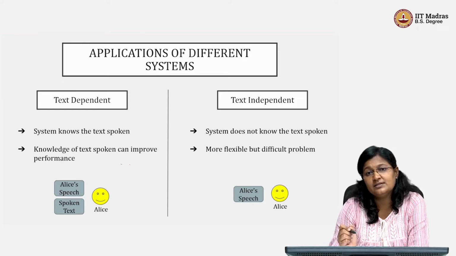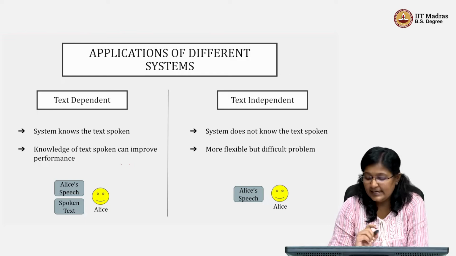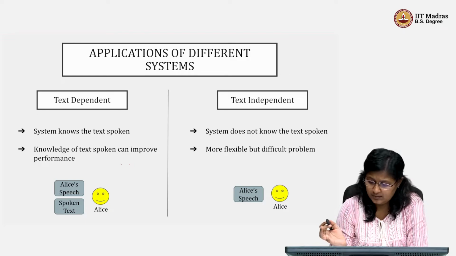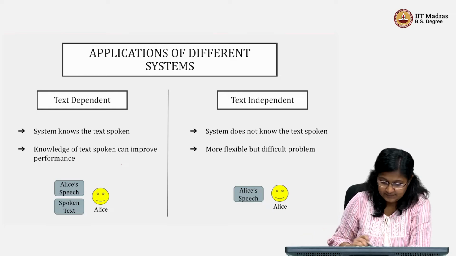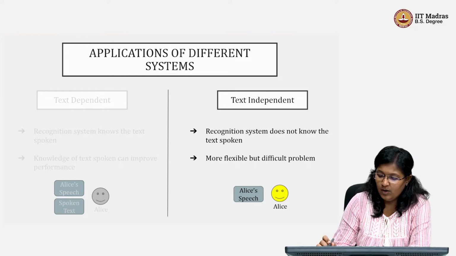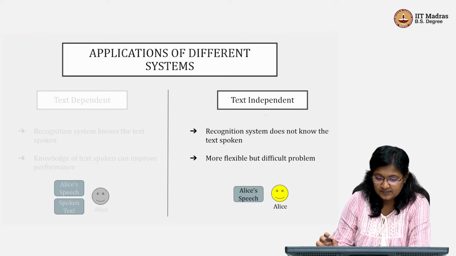In a text independent system, obviously there is no knowledge of text and it is independent. The person is free to speak whatever comes to his or her mind. It's more flexible, but the problem is very difficult. In this set of lectures, we will be focusing only on text independent speaker verification systems.